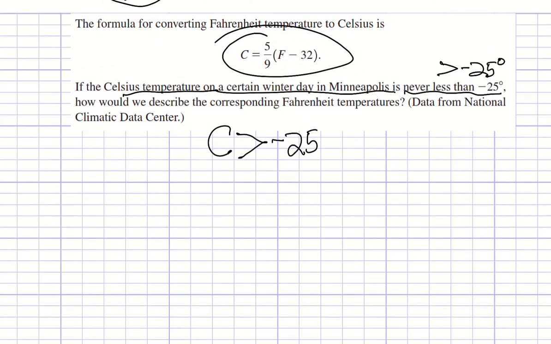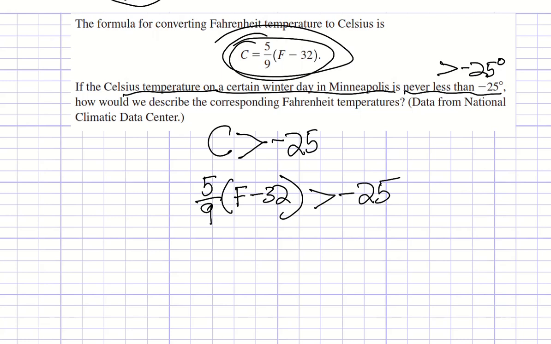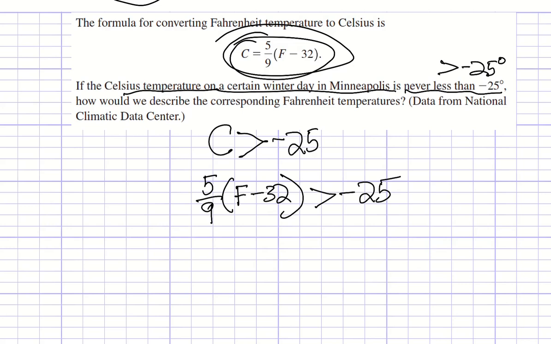So you gotta be able to understand what they're saying. 5/9 (F minus 32) is greater than minus 25. That's all we gotta solve, because you see, that's the key right there. So we'll solve that.